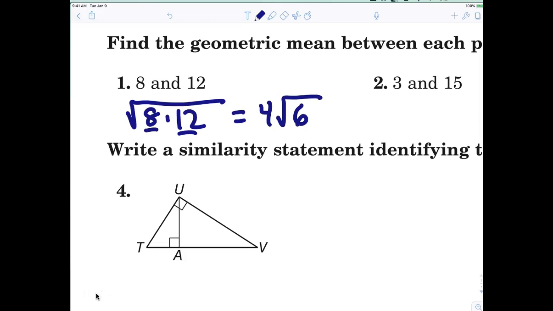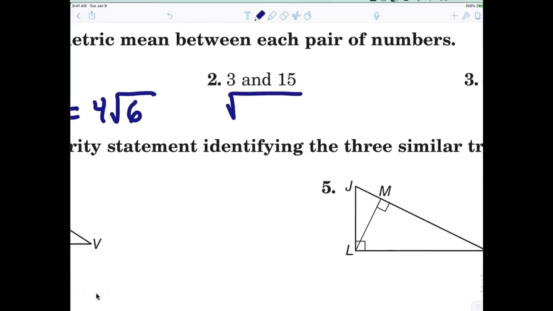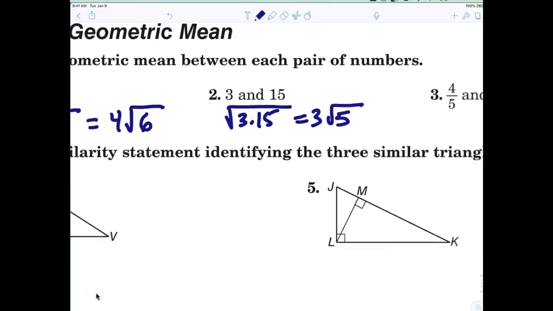Now, again, the reason why I'm just reviewing is because I know some entrance exams are coming up for people who are doing private school testing, and this is a really good review. All right. So number 2, it would be the square root of 3 times 15. And there would be a common what? 3. So it'd be 3 radical 5. All right.